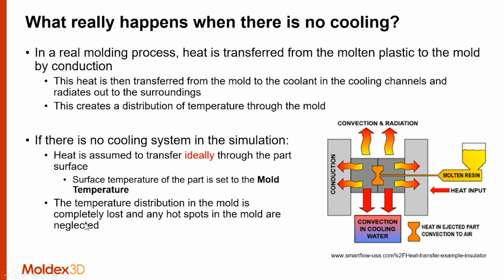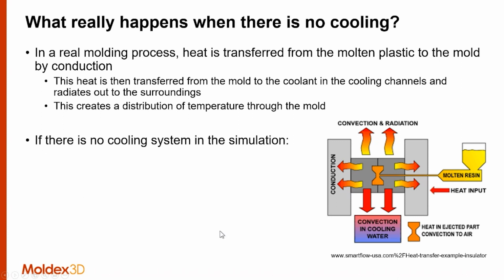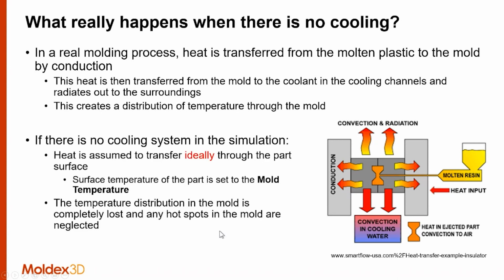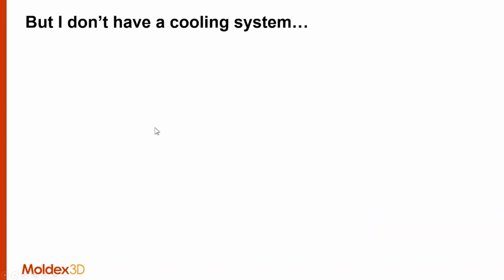The temperature distribution in the mold is completely lost, and any hot spots that might occur due to either the geometry or the lack of cooling are neglected, which means that any sort of temperature variance, like what we saw in the previous slide, would be completely neglected, and you wouldn't really be able to see that sort of warpage effect. All right, so what happens if we don't have a cooling system?